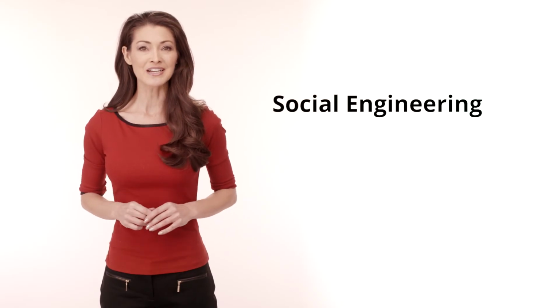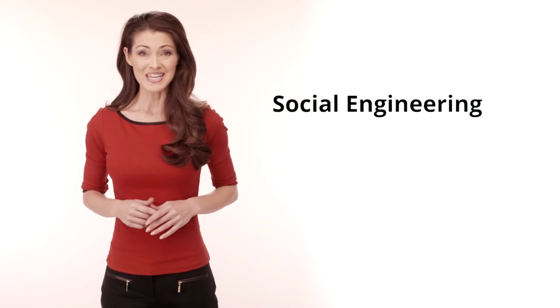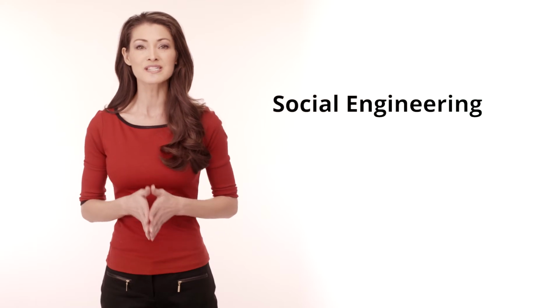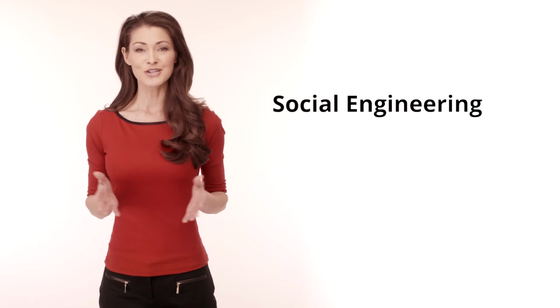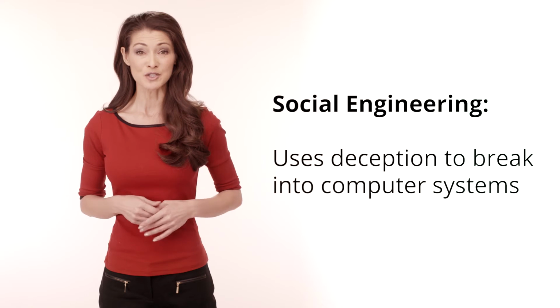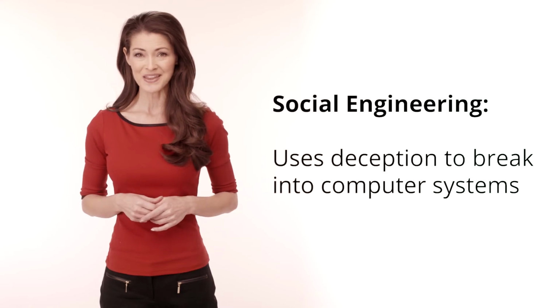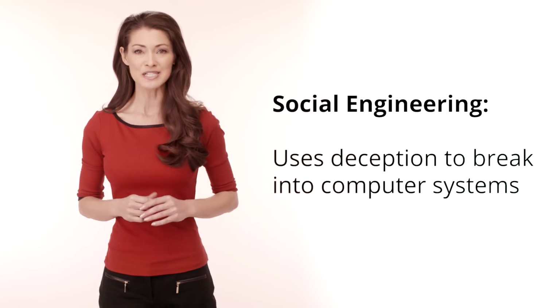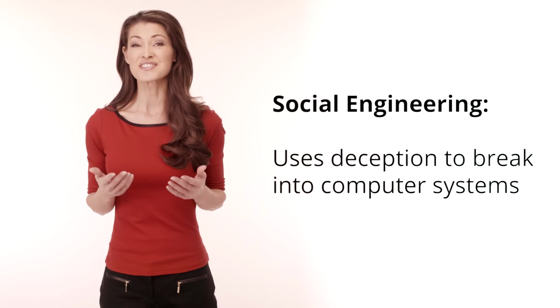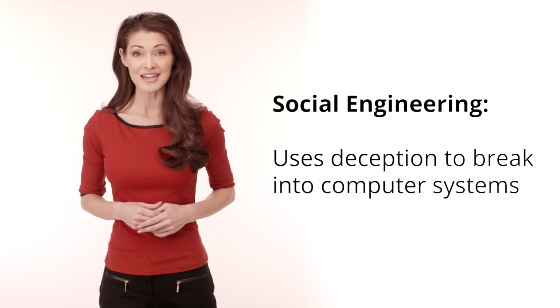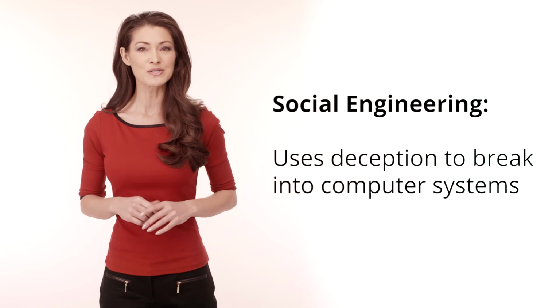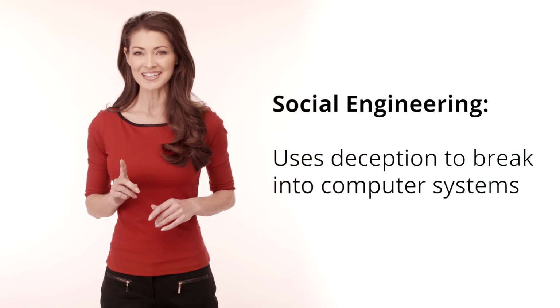Social engineering attacks are also hard to stop. This is because rather than using sophisticated technologies, social engineering uses deception to break into computer systems. If a company has 10,000 employees, then the hackers have 10,000 potential targets, and they only need one or two of those employees to make a mistake to succeed in their attack.